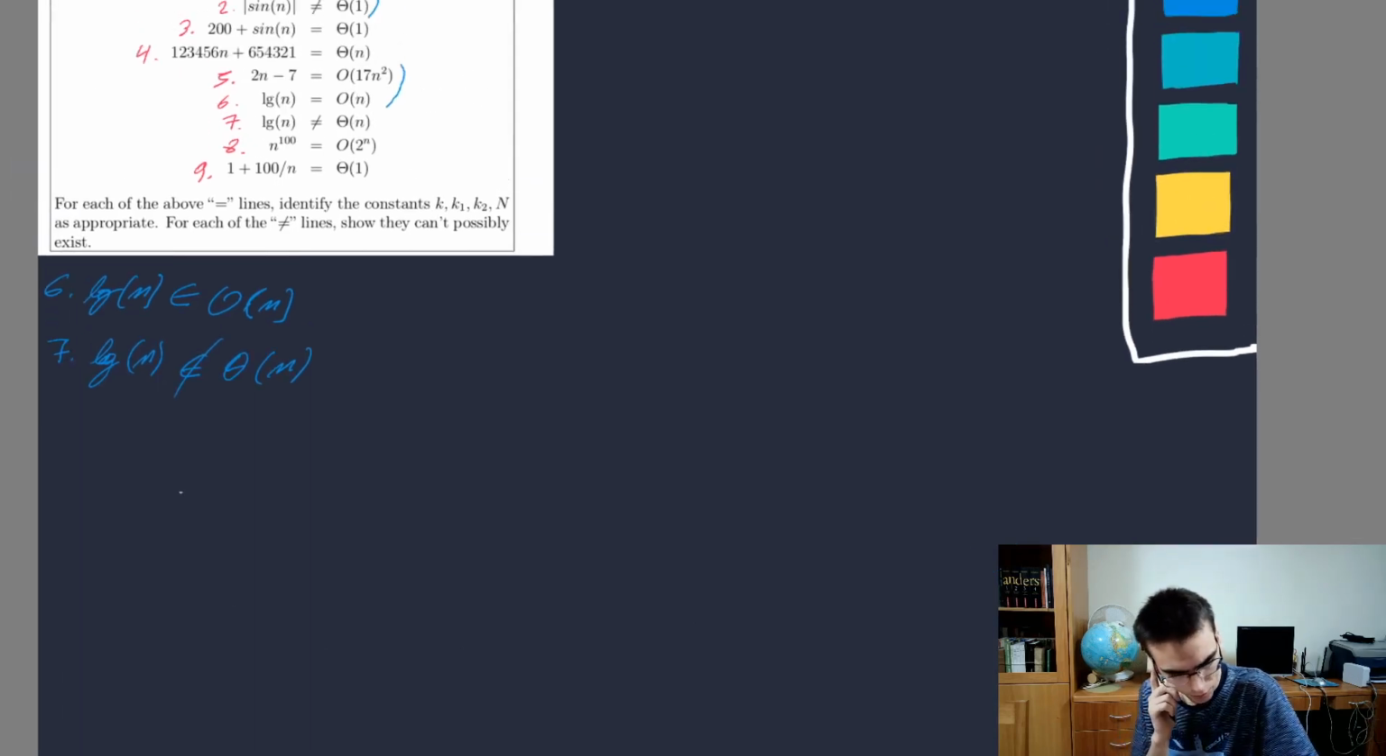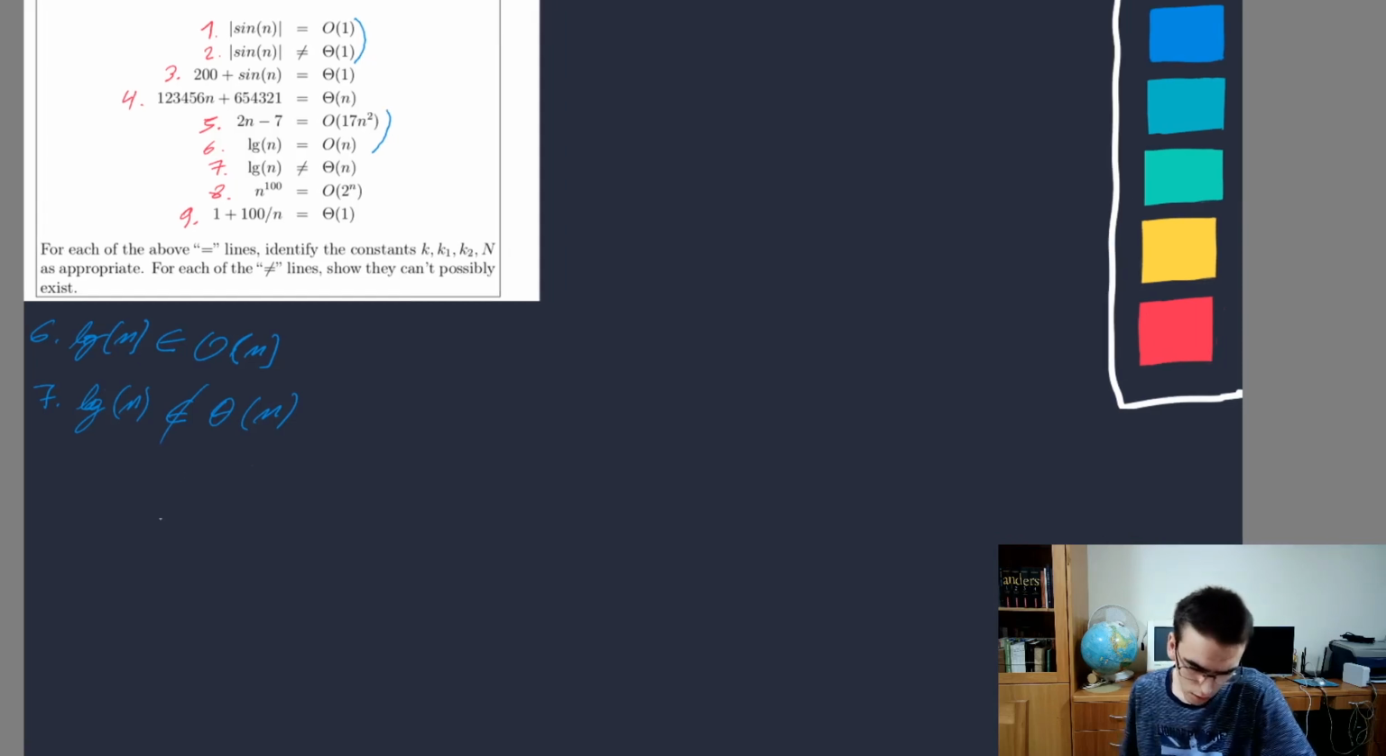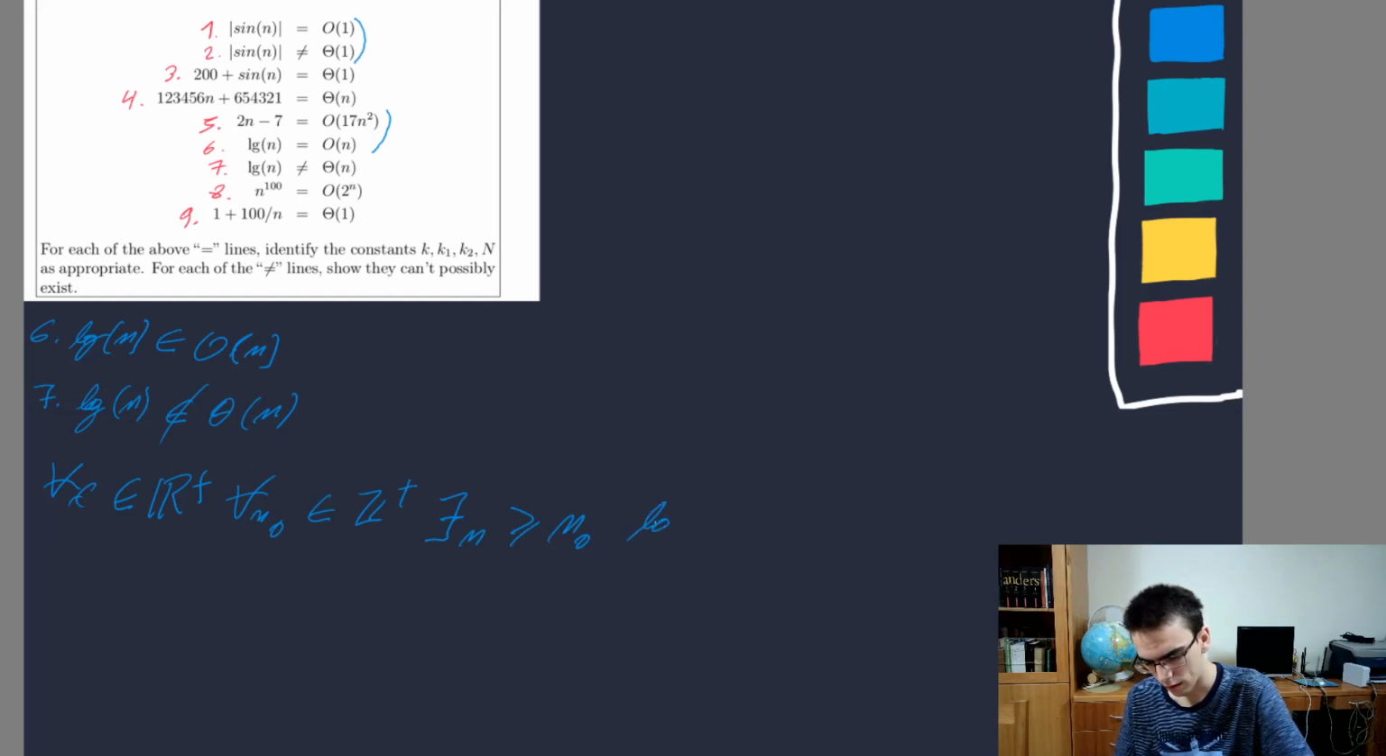So how do we prove that? Well, we are telling that if it is not in big omega, then for every c in R plus, for every n0 in Z plus, there exists an n greater or equal than n0 such that lg of n is strictly smaller than a constant times n. This is the definition of not being in big omega. So we are saying that lg of n is not in big omega of n.